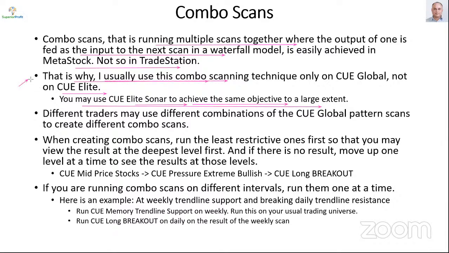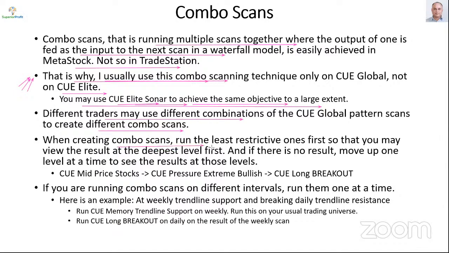Of course, Q Global does it much better, this waterfall model. So I use combo scans always only on Q Global. If you don't have Q Global, you only have Q Elite, then you may use Q Elite. Sonar does a pretty good job in real time. Different traders may use different combinations of the Q Global pattern scans to create different combo scans.